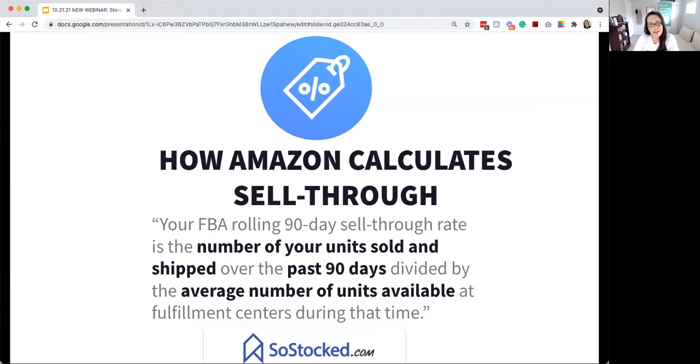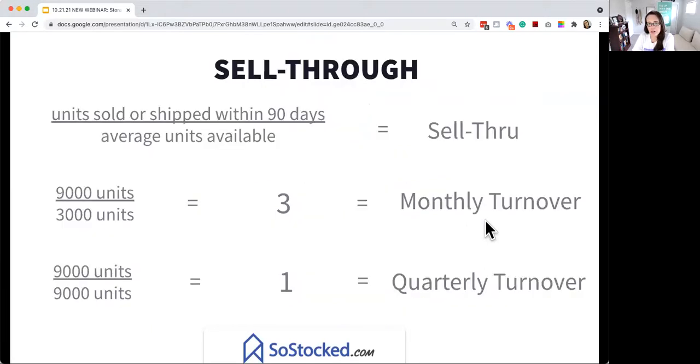So here is the definition from Seller Central of what sell-through means to Amazon. They say your FBA rolling 90-day sell-through rate is the number of your units sold and shipped over the past 90 days divided by the average number of units available at fulfillment centers during that time. So that's a whole bunch of words. Let's look at what that actually means. So units sold or shipped within 90 days would be at the top, and that would be divided by your average units available, and that's your sell-through.